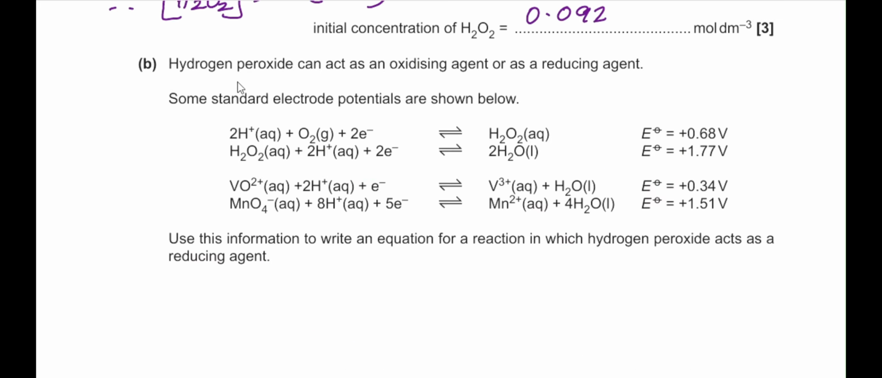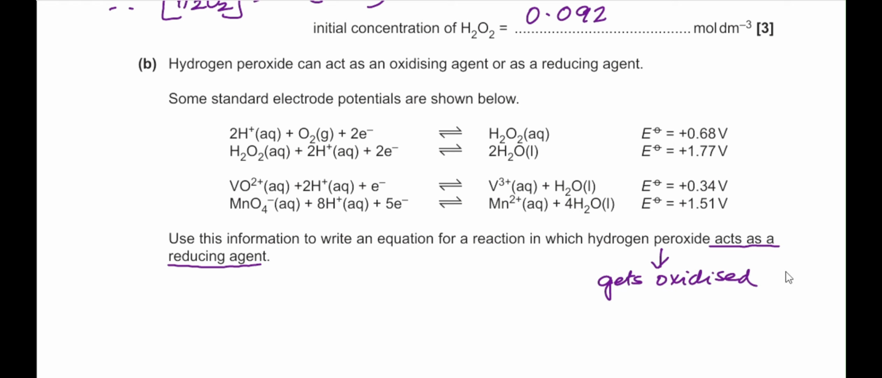Part B. Hydrogen peroxide can act as an oxidizing agent or as a reducing agent. Some standard electrode potentials are shown below. Use this information to write an equation for a reaction in which hydrogen peroxide acts as a reducing agent. So the key word here is hydrogen peroxide acts as a reducing agent, which means it should get oxidized. So let's write it gets oxidized.